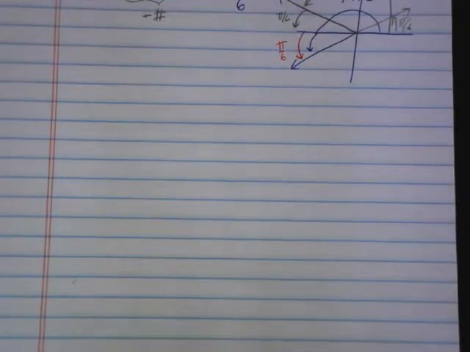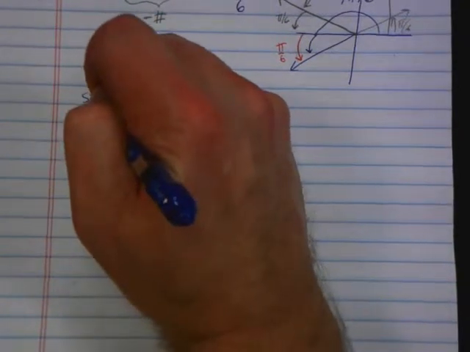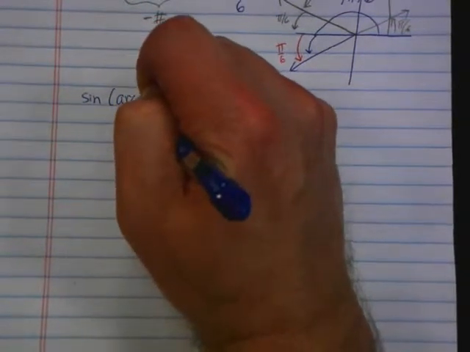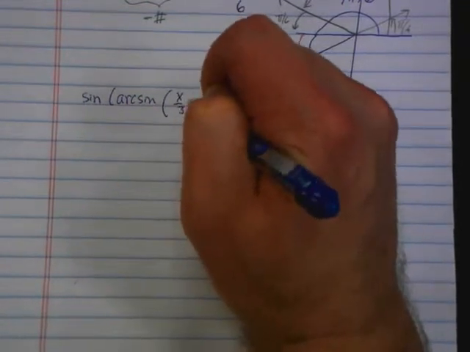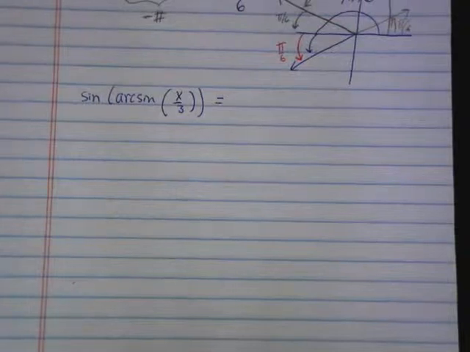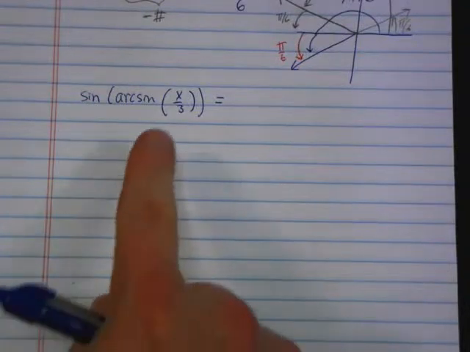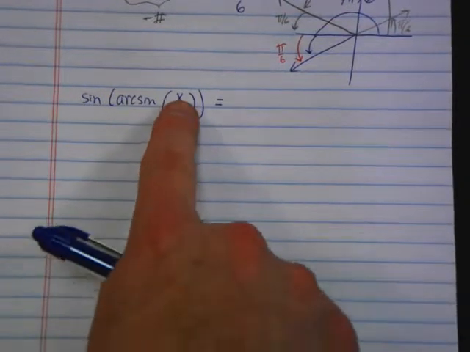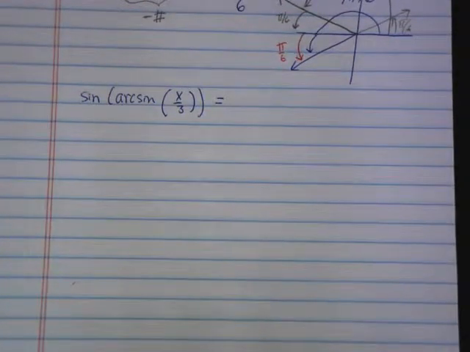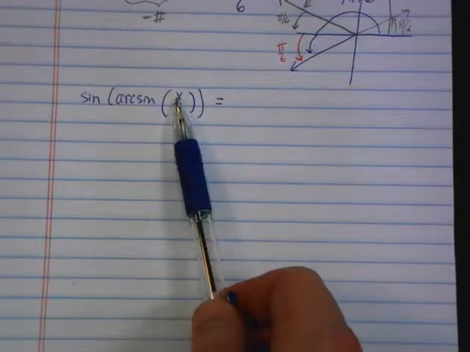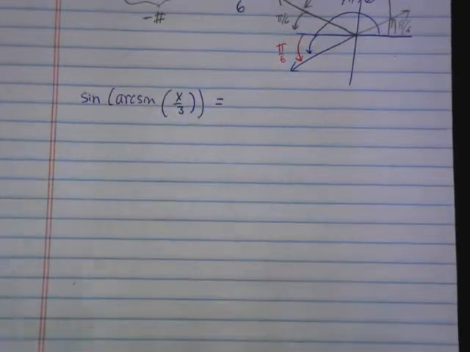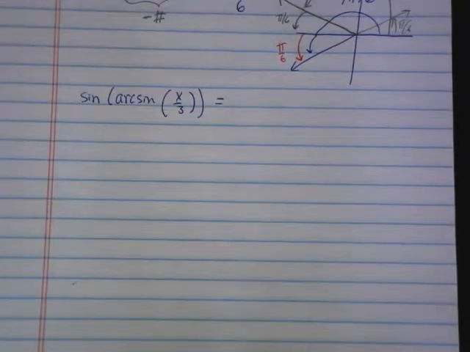how about the sine of the arc sine of x over 3? What's the sine of the arc sine of x over 3? It does depend on what x is. Whenever I use the letter x in one of these problems, we're going to assume that x falls into the domain that we need it to fall into. In this case, x would need to be between -3 and +3. But whenever you use the letter x, it's just assumed that x is in the appropriate domain.